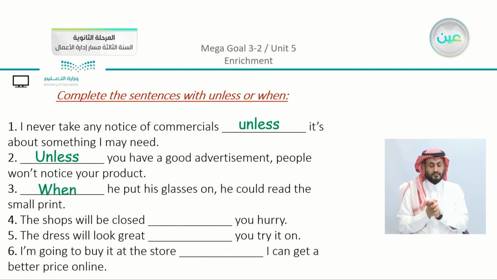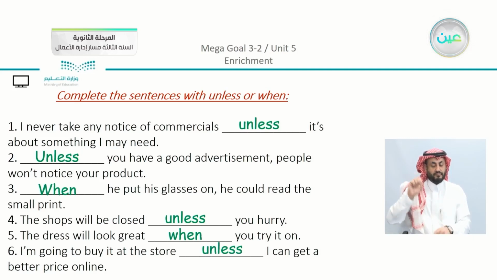The shops will be closed, you hurry. So we have here, the shops will be closed unless. There is a negative meaning here. They will close unless you hurry. It's something that you don't want to happen. Number 5, the dress will look great when you try it on. And number 6, I'm going to buy it at the store unless I can get a better price online. Here you can see that there is another meaning. I'm going to buy it unless I find a better price.